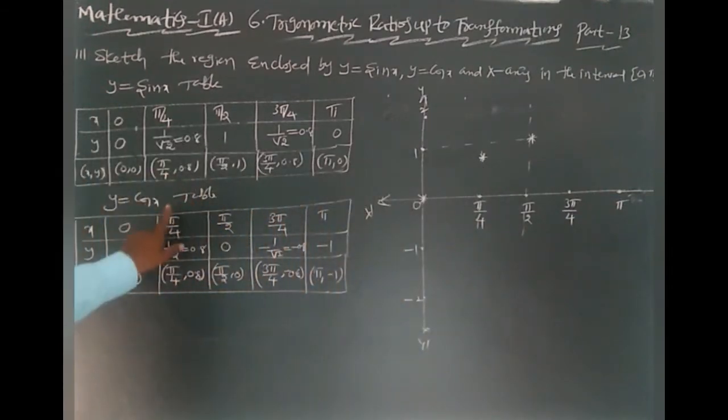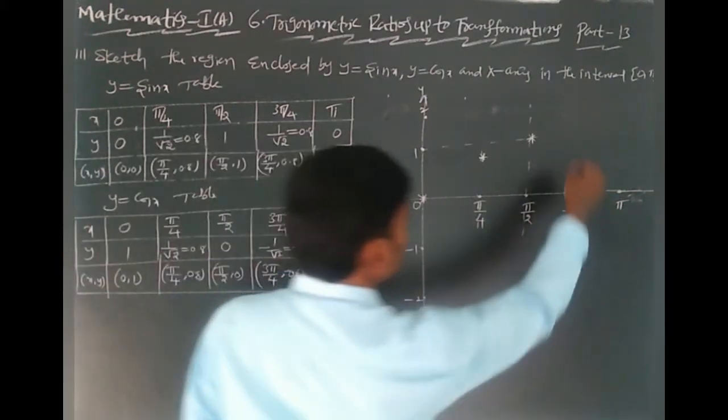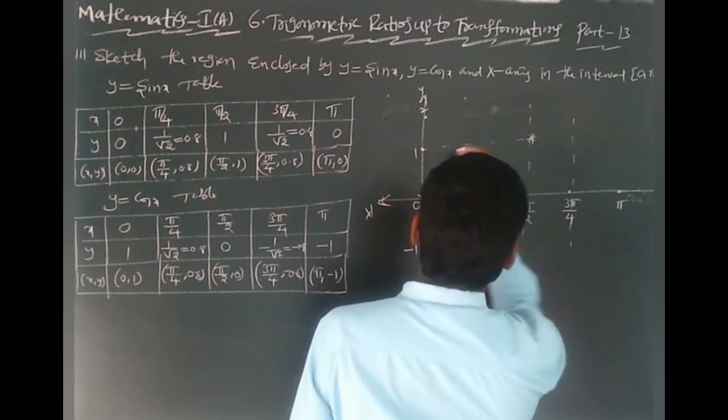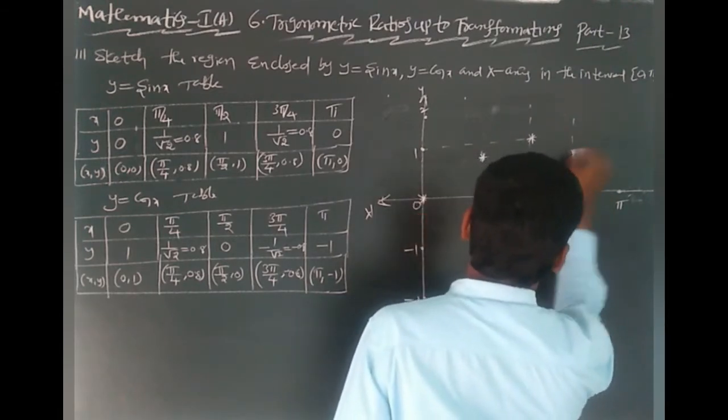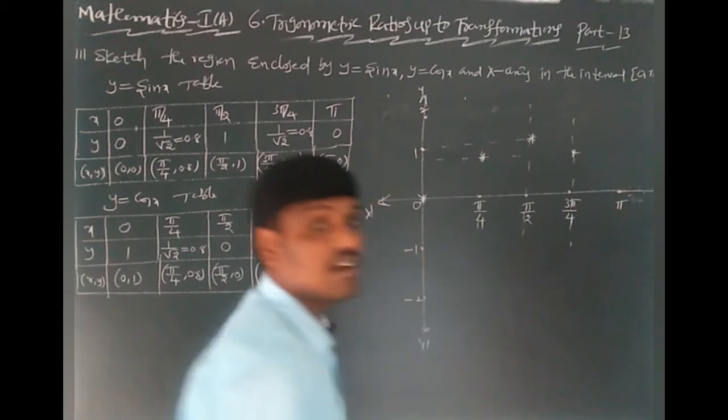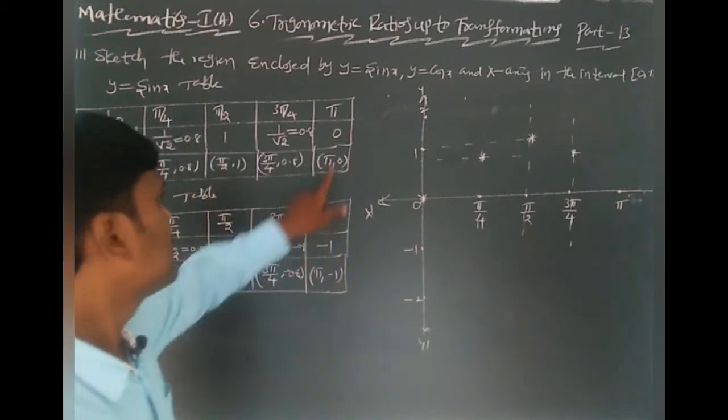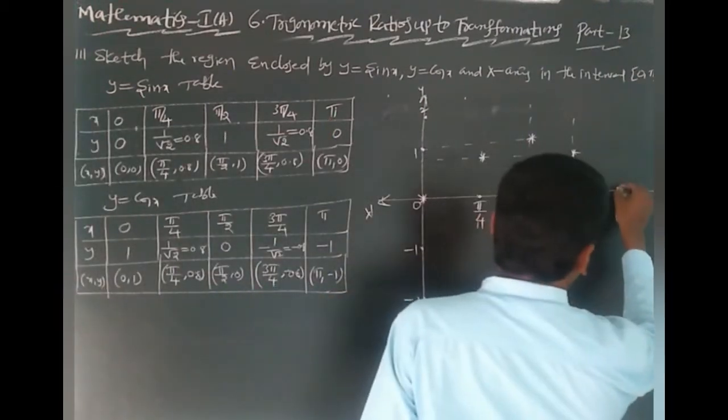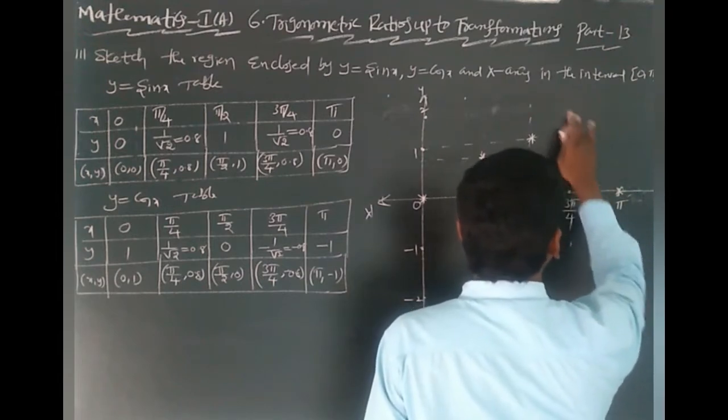Next, 3 pi by 4 comma 0.8. This one is 3 pi by 4, this one is 0.8, this one is 0. I have to take approximately. Pi comma 0. This is pi comma 0. You can join all these points.